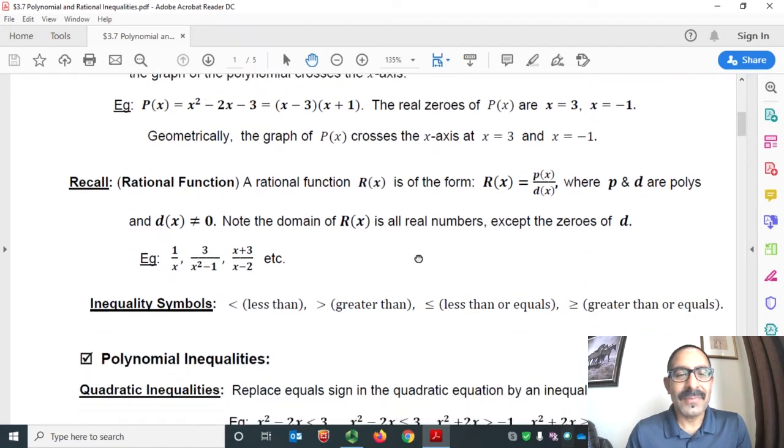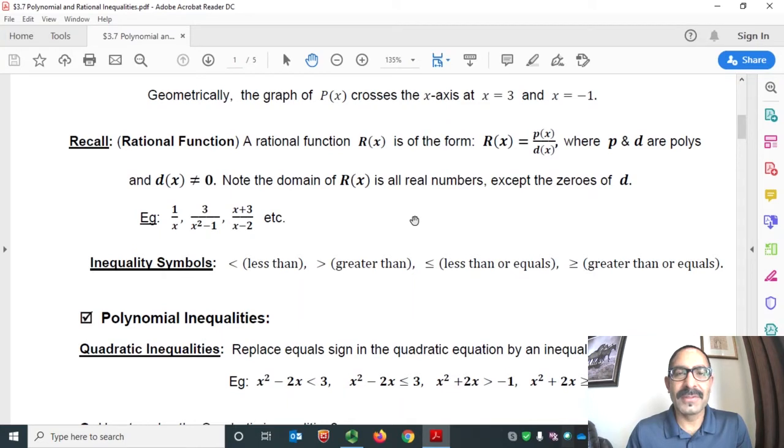Now let's move on. Quick recall about rational functions. A rational function is of the form r(x) equals p(x) over d(x), where p and d are both polynomials and d(x) is not equal to 0. Note, the domain of a rational function is all real numbers except the zeros of the denominator function. Quick example, 1 over x is a rational function, 3 over x squared minus 1 is another rational function, and (x plus 3) over (x minus 2) is another example of a rational function. And by the way, the domain of this last function is everything but x equals 2.